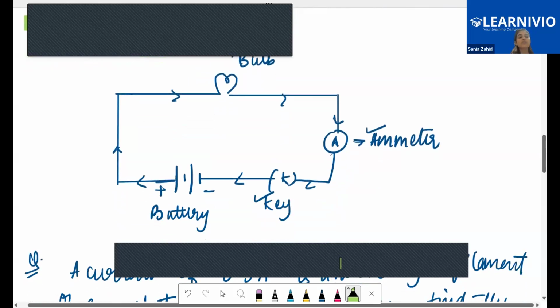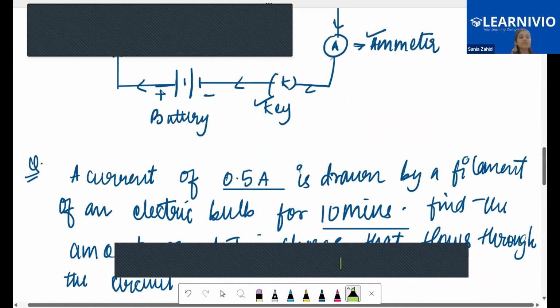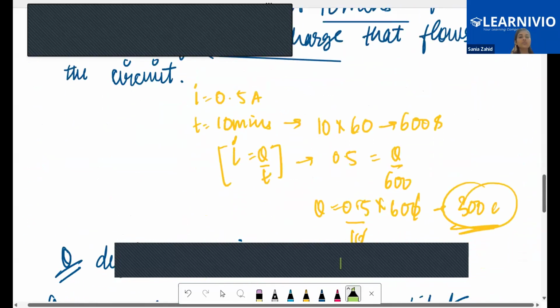Okay, in the battery, we know that the current starts from the positive terminal and enters back into the battery through the negative terminal. Key is basically defined as a switch, like the on and off switch. Then we have the bulb and then we have the ammeter. When we practice questions, you need to remember that whenever you are solving a question, all the values must be in SI units.